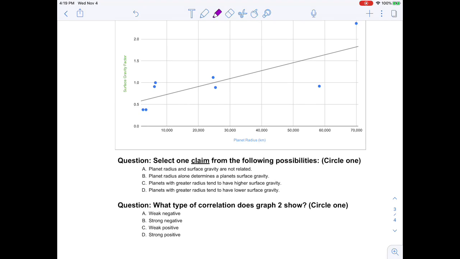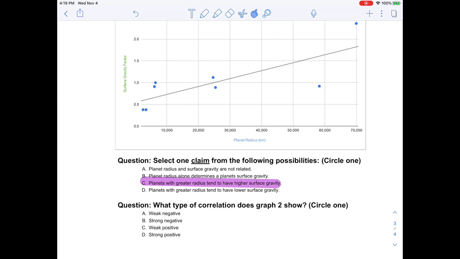So I am going to select C for this assignment. And that one's kind of wonky, so let me undo that and do it again. C for this assignment. So planets with greater radius tend to have higher surface gravity.